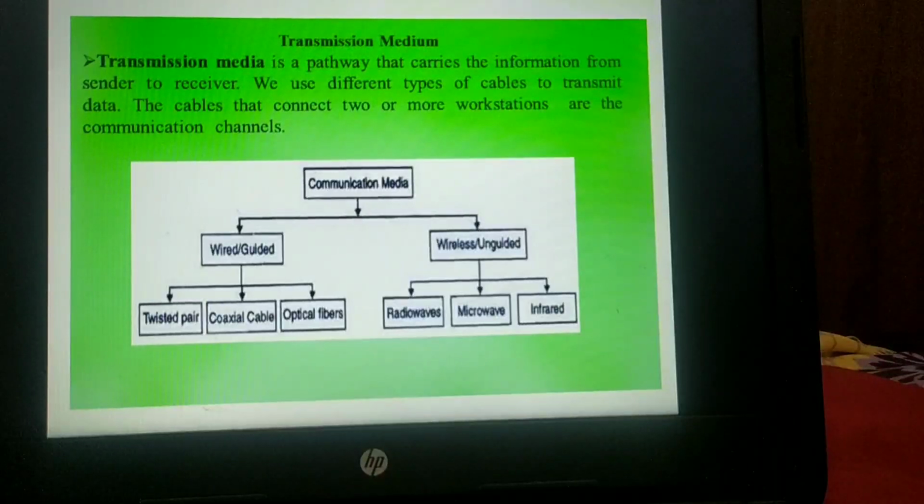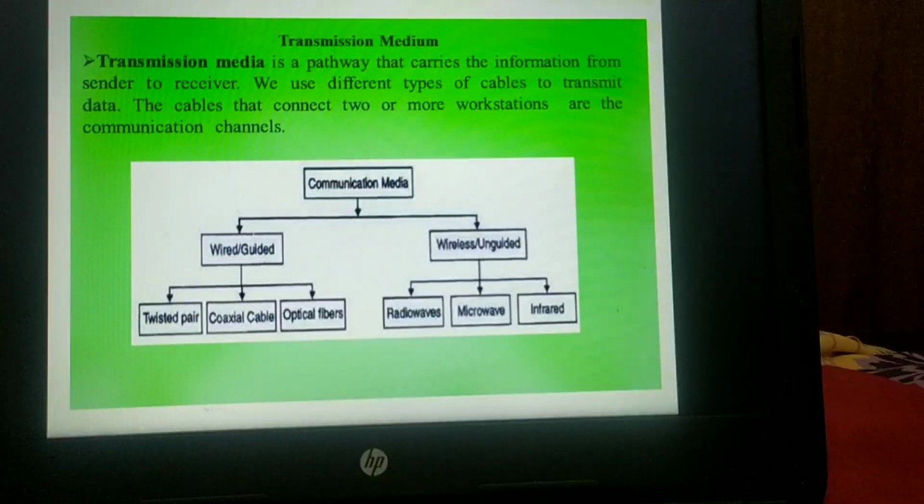Now our transmission medium is divided into two different categories. One is the wired based, which is also called guided media, and the other one is the wireless, which is also called unguided media. Under wired based we are studying three different cables: twisted pair, coaxial cable and optical fibers. Under wireless we are studying radio waves, microwaves and infrared waves.